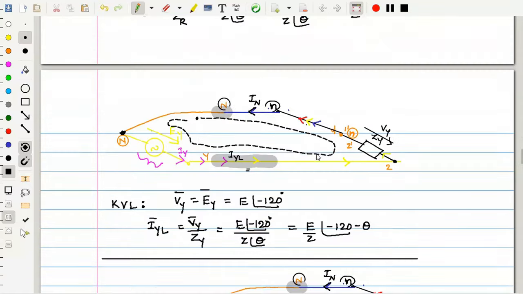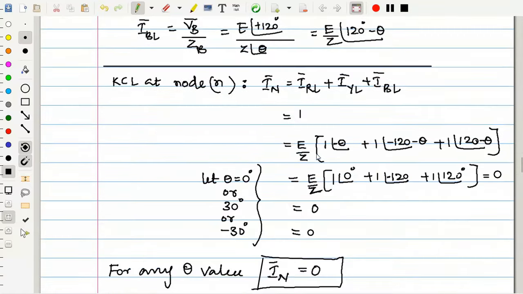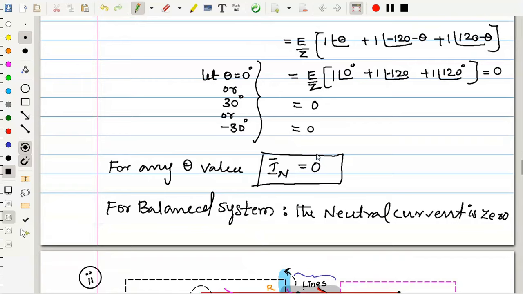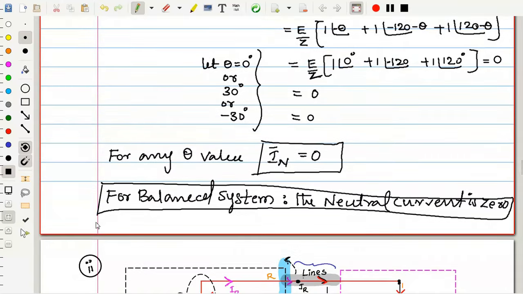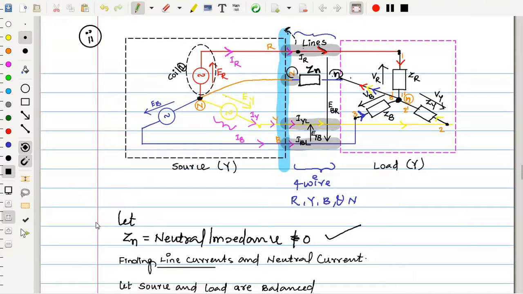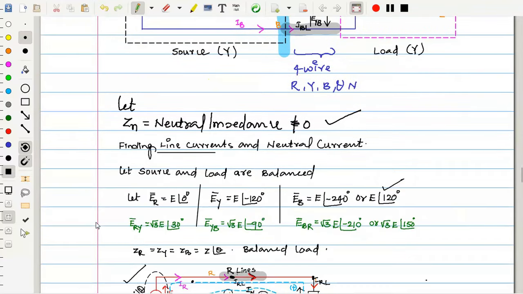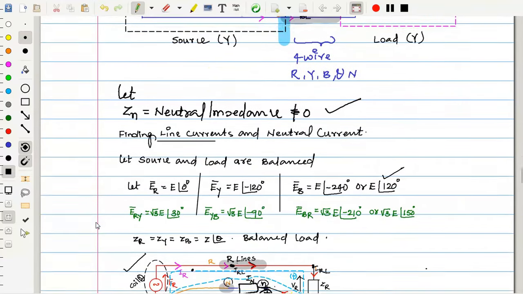We had seen the important conclusion from case 1 that in a balanced system, the neutral current is zero. In a balanced system, the neutral current is zero. This is a very important conclusion, so you have to observe carefully. Irrespective of whether it is a different kind of system or a different kind of load, once it is balanced, the neutral current is zero. That is important.